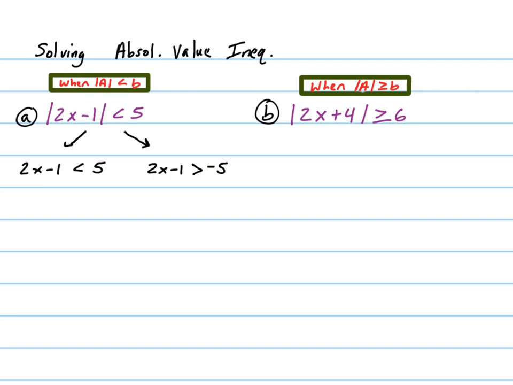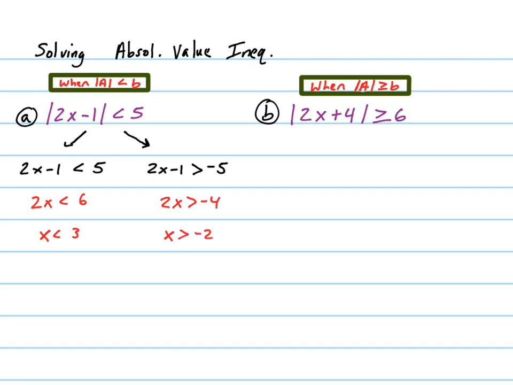In this case, we're just going to solve both of these. For the left inequality, we're going to add 1. So we've got 2x is less than 6. Divide by 2. X is less than 3. Same thing for the one on the right. We'll add 1. So 2x is greater than negative 4. Divide by 2. X is greater than negative 2.